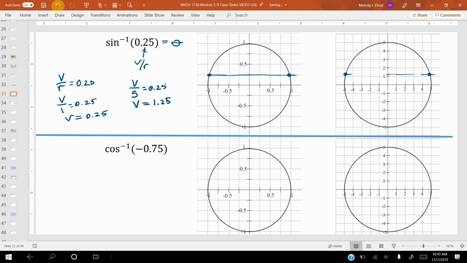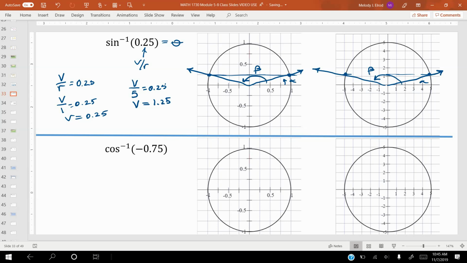So I'm looking for this angle, we'll call it alpha. And I'm also looking for this angle, and we'll call it beta. Same kind of thing over here. We're looking for alpha, and we're looking for beta. So visually, that's what we're looking for. So let's take a second, and in our calculators, let's go ahead and calculate the inverse sine of 0.25.